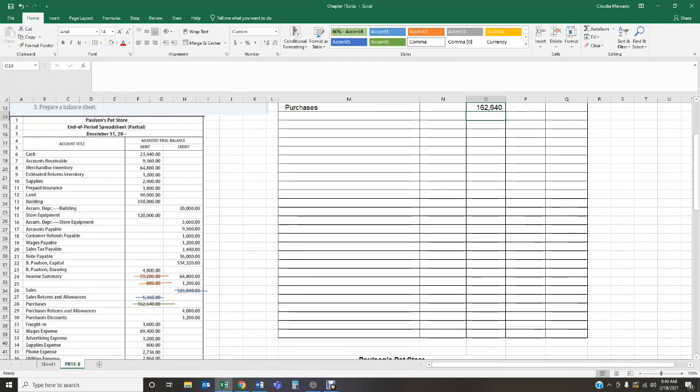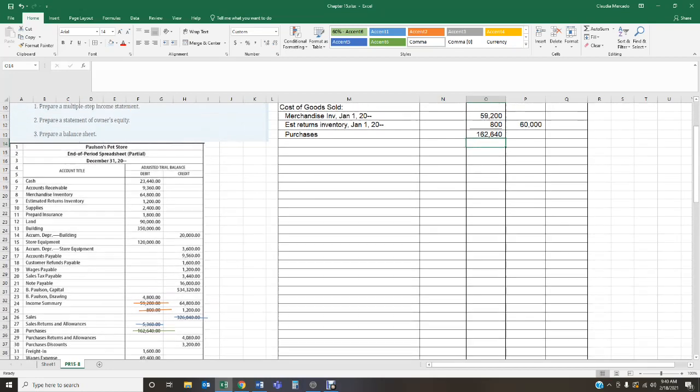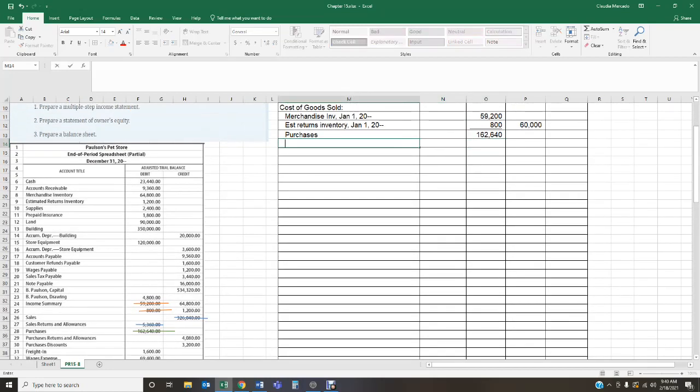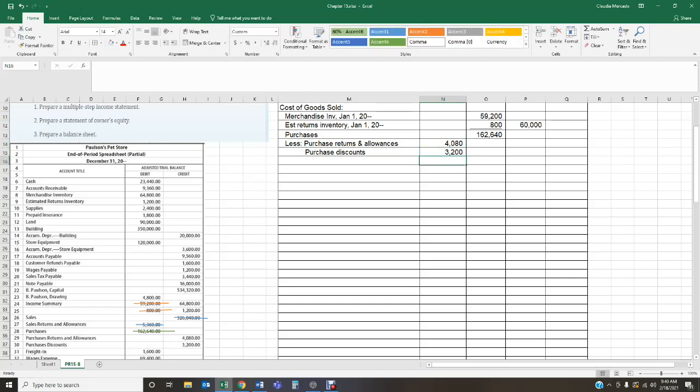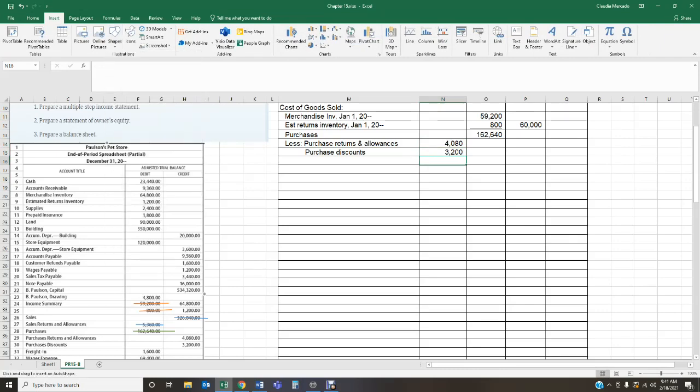Okay, now look at what we have below our purchases. We have purchases, returns and allowances, and purchases, discounts. So those need to be adjusted for so we can get our net purchases. So we're going to go ahead and have our less purchase, returns and allowances, and then less our purchase discounts. Okay, so we have two items, and my purchase, returns and allowances is 4,080, and my purchase discounts is 3,200. Okay, so I'm going to mark these two off.